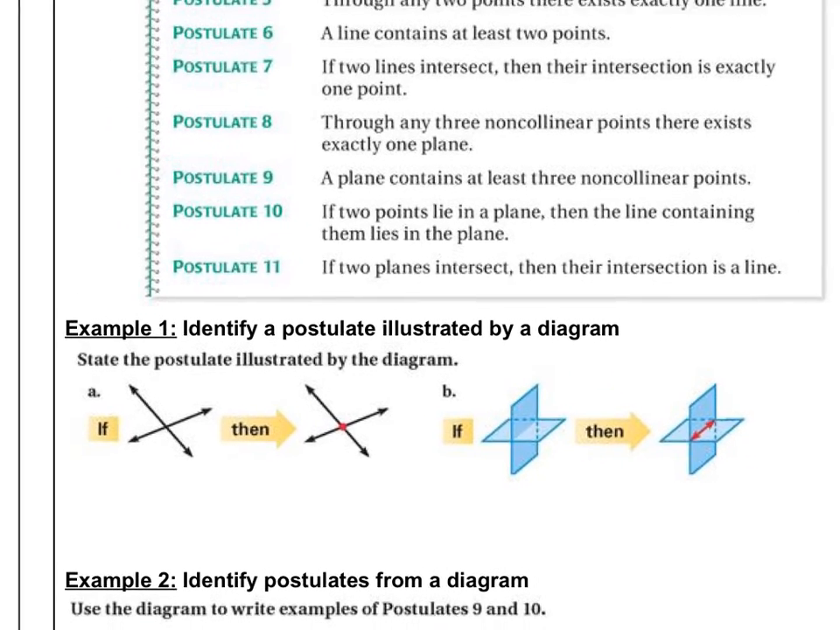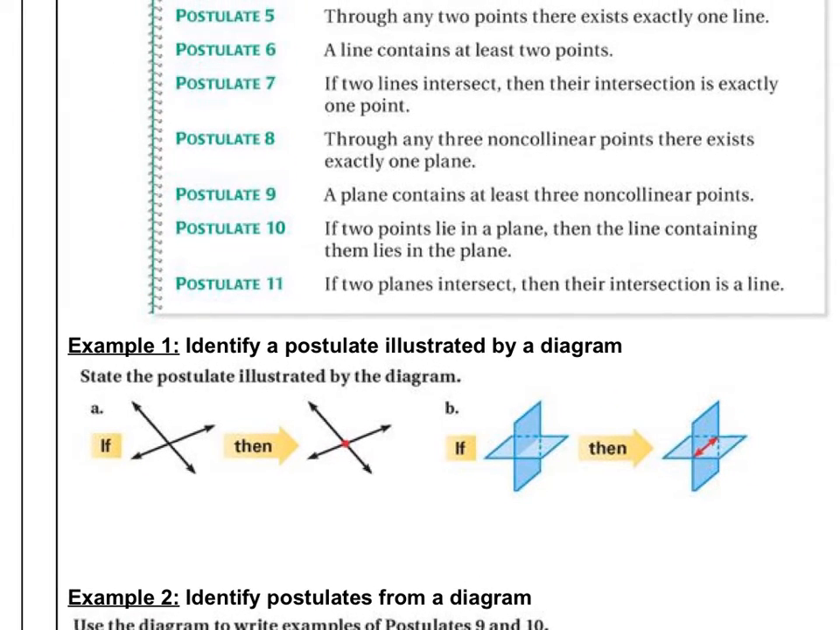So if we look at example 1a, we have 2 lines, and if 2 lines intersect, they intersect at exactly 1 point. So there should be a postulate up here that talks about 2 lines that intersect and how they intersect, and that would be postulate 7. If 2 lines intersect, then they intersect at exactly 1 point. So all we would have to say is this is postulate number 7.